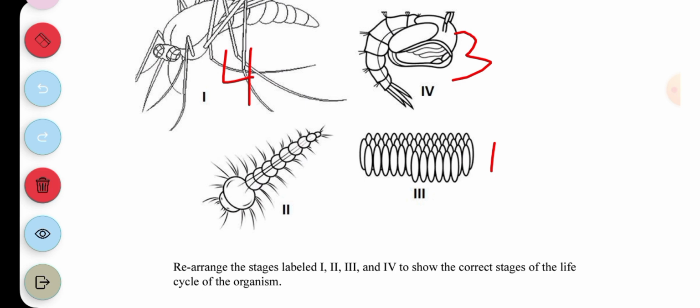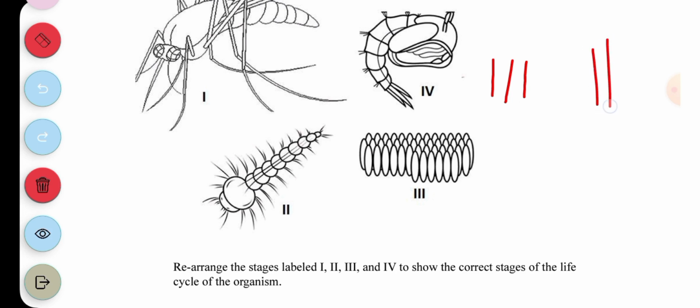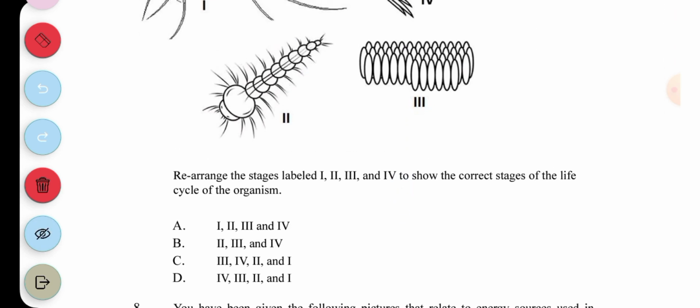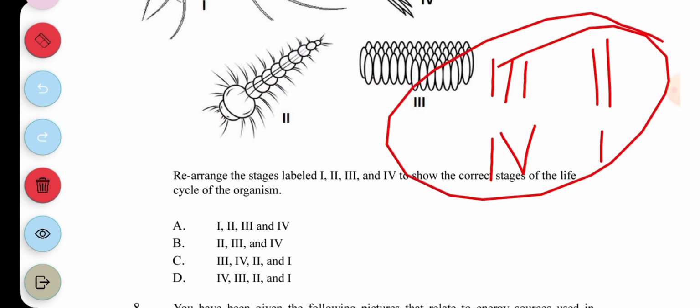So it's supposed to be in this order. Egg comes first, followed by larva, followed by pupa, followed by adult. But looking at the options, C was closer. So in actual sense, the answer is not here, but this is the actual order. I think C was closer to getting the answer right.